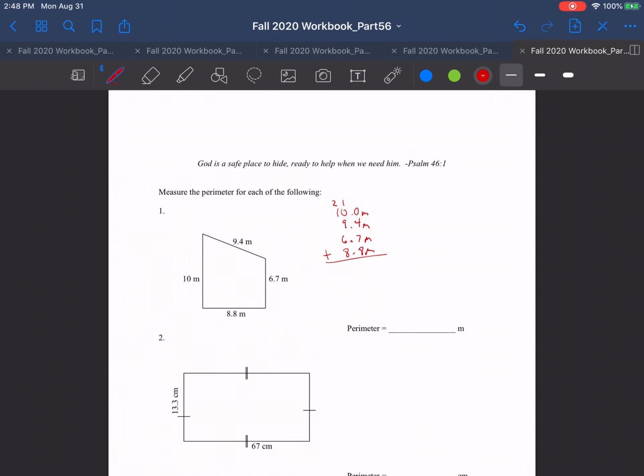All right, hello everyone. This is going to be for section 8.3, and what we'll be doing here is talking about areas and perimeters. In this video in particular, we'll be talking about perimeters.